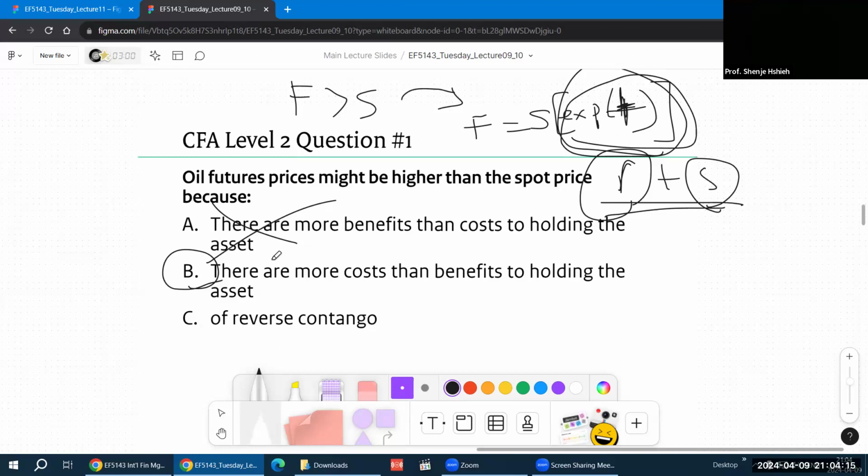And therefore, it's not the reverse of contango, whatever that means. Contango is, I believe, precisely this. No, it's not. Nothing to do with contango. Contango is about expectations, right? So nothing to do with contango.